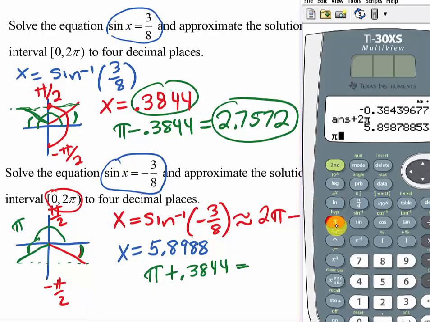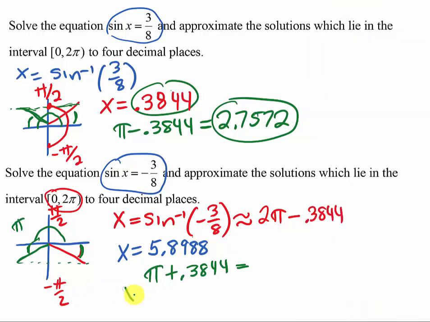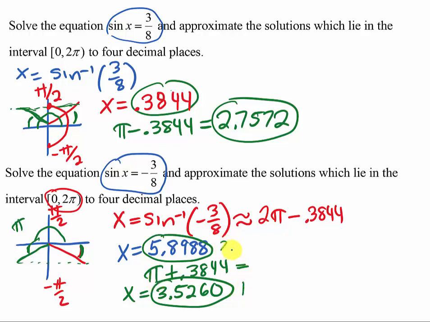So I'm going to have pi plus 0.3844. And that's going to give me 3.5260 rounded to 4 decimal places. So x equals 3.5260. So here's one solution, here is the other solution. Those are all the solutions between 0 and 2 pi. And just be careful, if the computer asks you to enter smallest to largest, you would enter this one first and this one second.